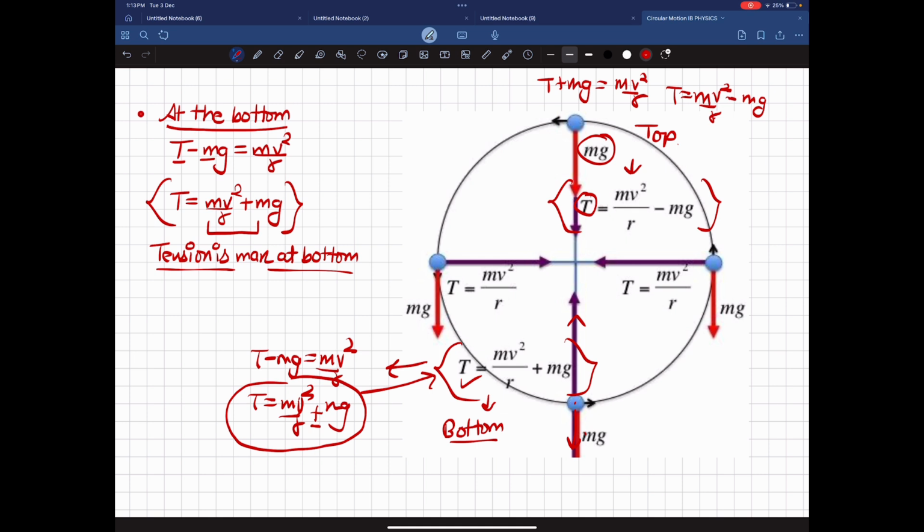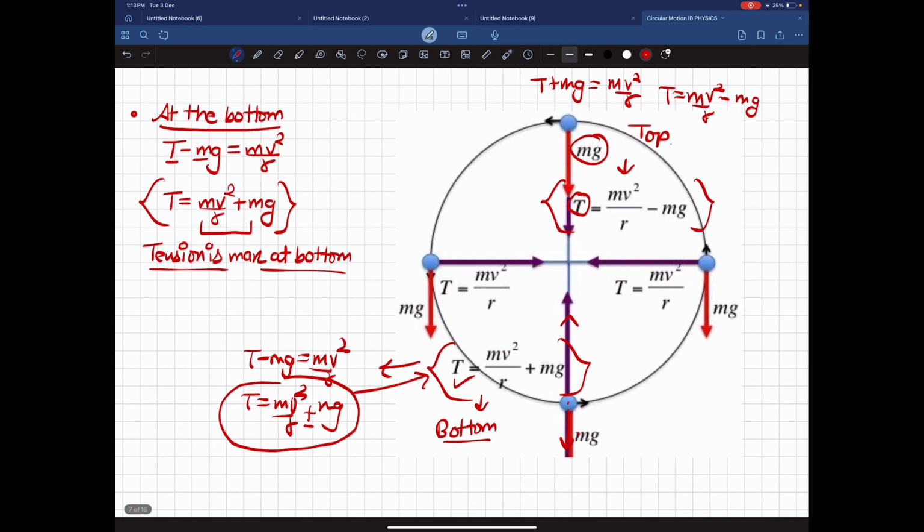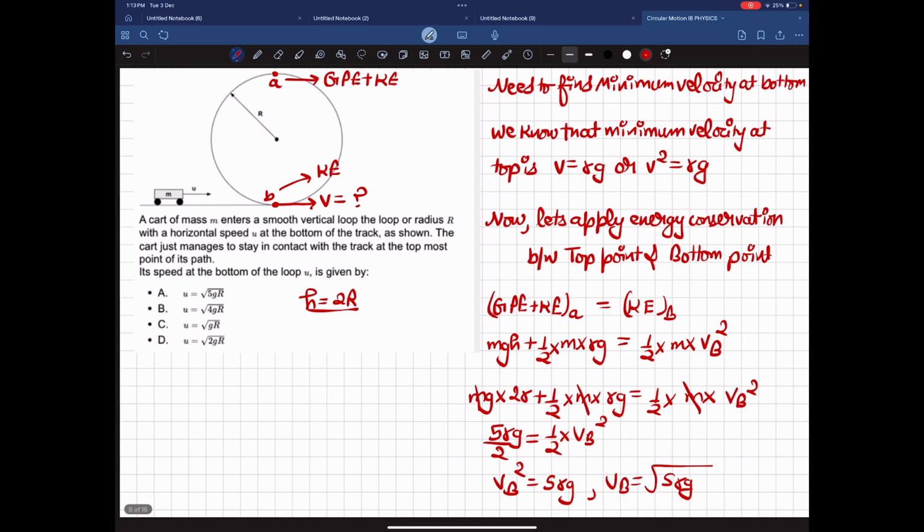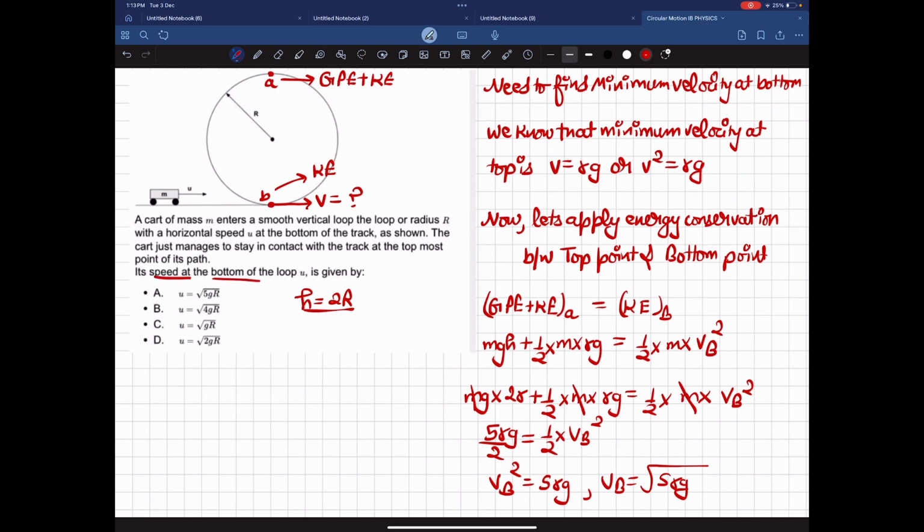Alright. These are the two cases which are asked in our examinations regularly. Now there are some questions. Let's try those. For example, this question is there. They're simply asking what should be the minimum velocity at the bottom. There is a cart of mass m that enters a smooth vertical circle, alright. The cart just manages, now just think about it, just manages, what does it mean? It simply means that it is the minimum condition. Now, how to solve this question?